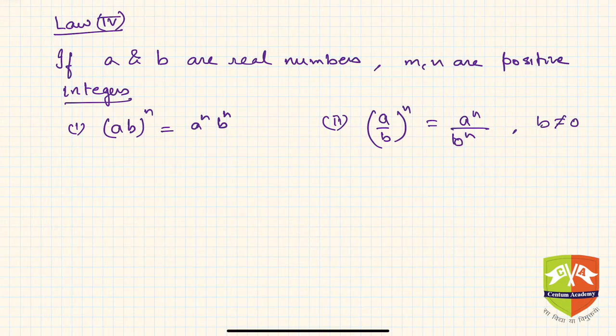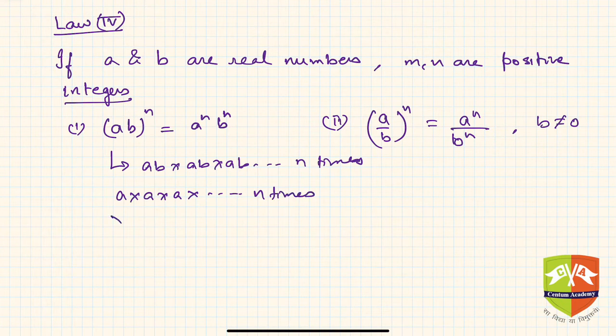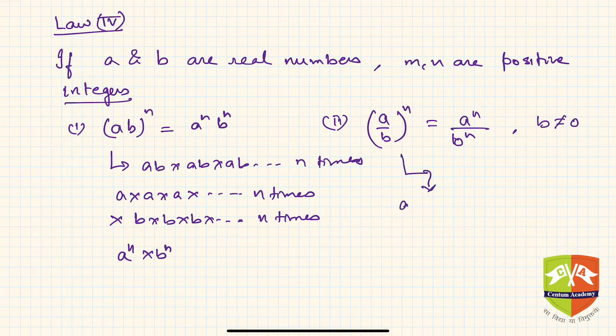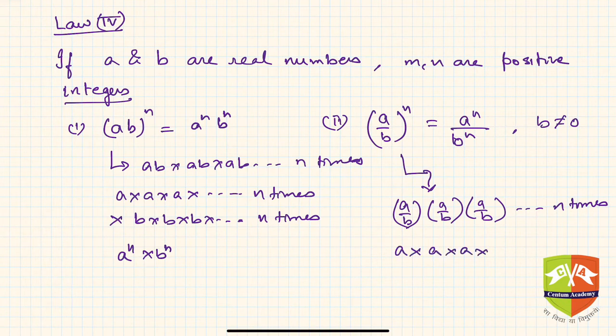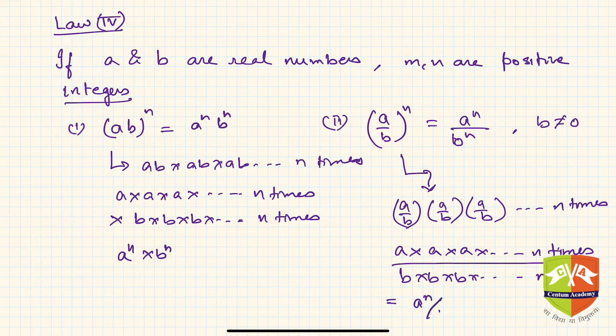In the second case, you can again easily prove it. ab to the power n can be written as ab into ab into ab, n times. That means a into a into a, n times, multiplied by b into b into b, n times again. So hence it is a to the power n into b to the power n. Similarly, here also this can be written as a by b times a by b times a by b, n times. So hence in the numerator it is a into a into a, n times, divided by b into b into b, n times. So it is nothing but a to the power n by b to the power n.